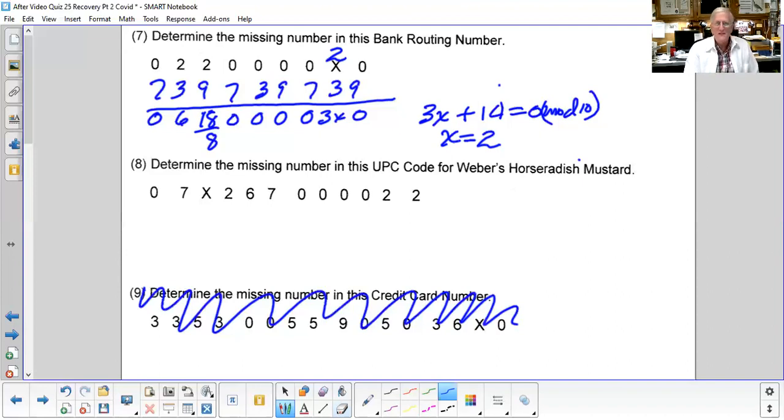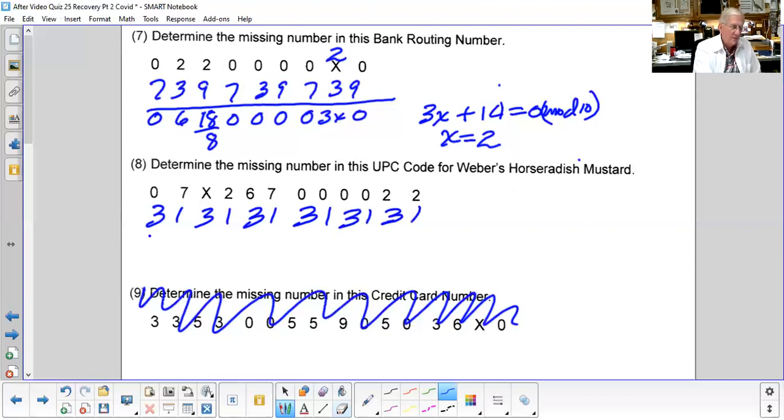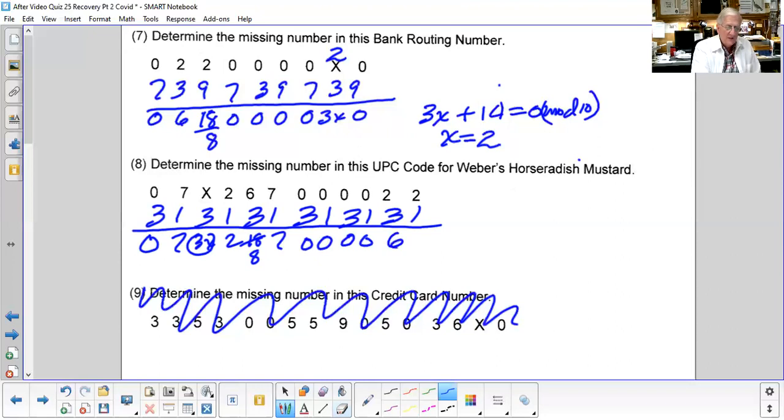Let's go to the UPC code. 3131, 31, 31, 31, 31. Keep an eye on me, make sure I don't make a mistake. 2, there's 18, which is 8. 7, 0, 0, 0, 0, 6, 2. So this is Weber's horseradish mustard. What is their UPC code that is on the bottle of mustard?